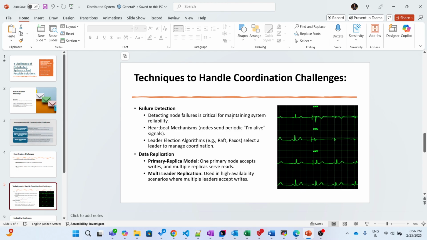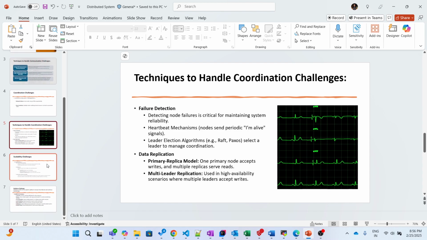So read queries are fired to those particular databases. Another model is multi-leader replication. This is used in high availability scenarios where multiple leaders accept writes for maintaining high availability.